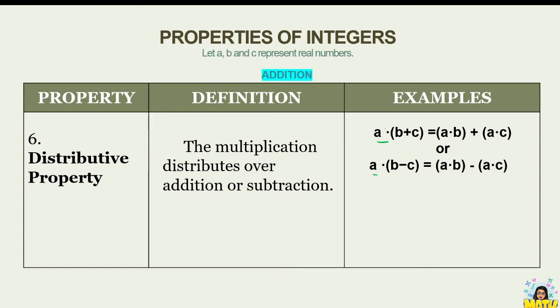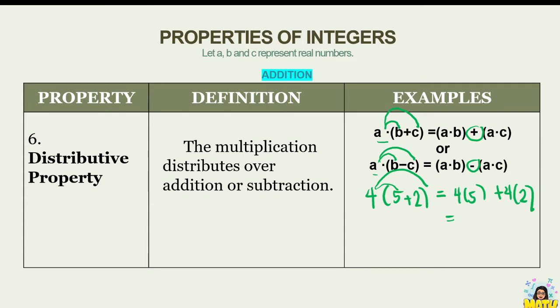Yung A ay imumultiply natin at i-distribute sa number na nasa loob ng parenthesis. So, A times B plus A times C. So, the operation will remain the same. Ganon din dito, A times B minus A times C. So let's have some concrete examples. So let's have 4 times the quantity 5 plus 2. Here, let's distribute 4. So 4 times 5 plus 4 times 2. So 4 times 5, that is 20, plus 8 is 28.